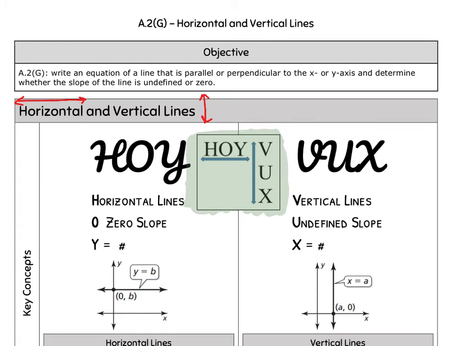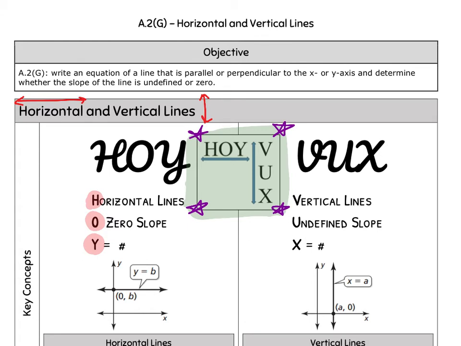So if you learn one thing today out of the second part of the lesson, I need you to learn what the acronym HOY VUX means. Now, HOY VUX reminds me that horizontal lines, notice that it's written horizontally, horizontal lines have 0 slope, and they cross the y-axis.